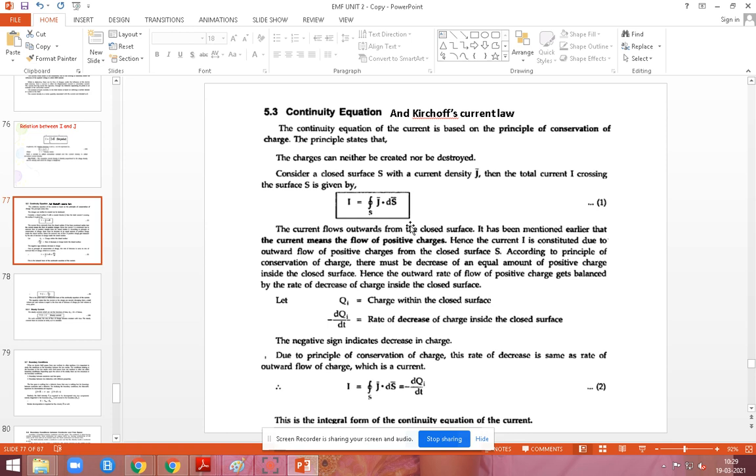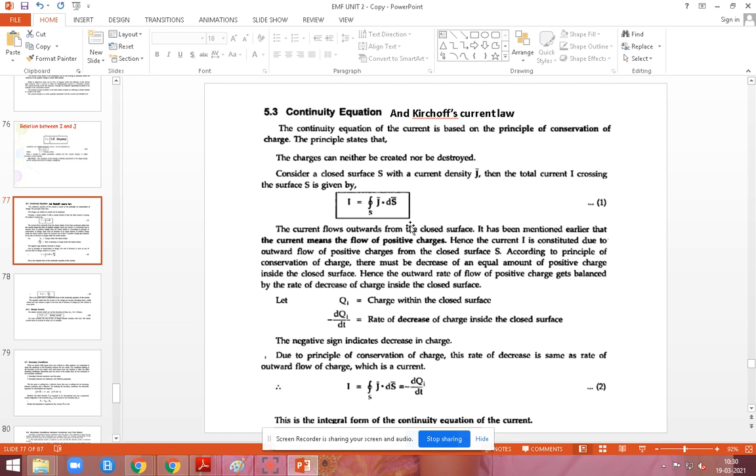Here the continuity equation of the current is based on the principle of conservation of charge. What is the principle of conservation of charge? It is nothing but that charge can be neither created nor destroyed. This is the statement of the principle of conservation of charge. The same statement will be applied in the continuity equation also.